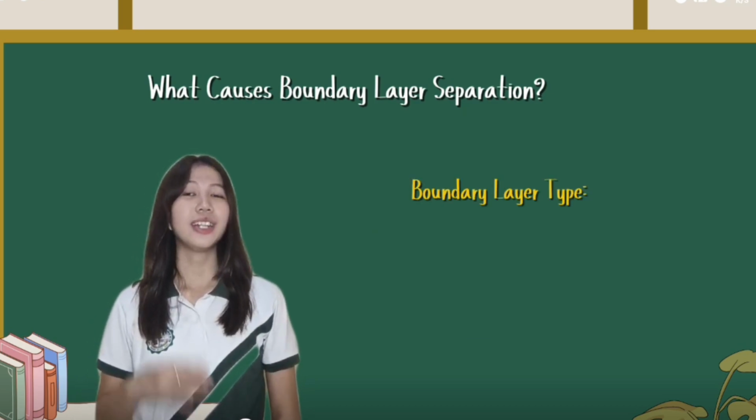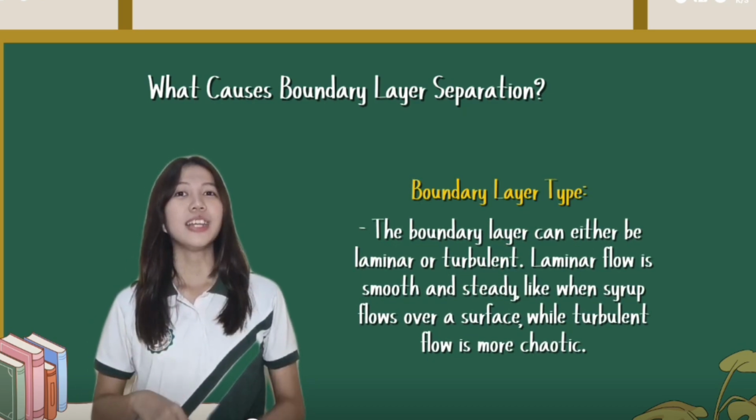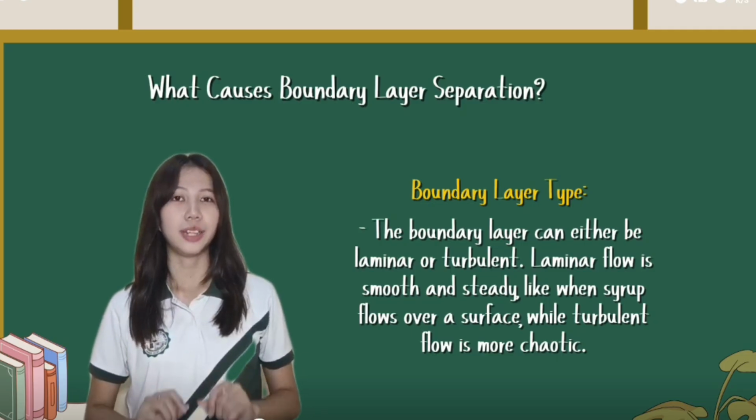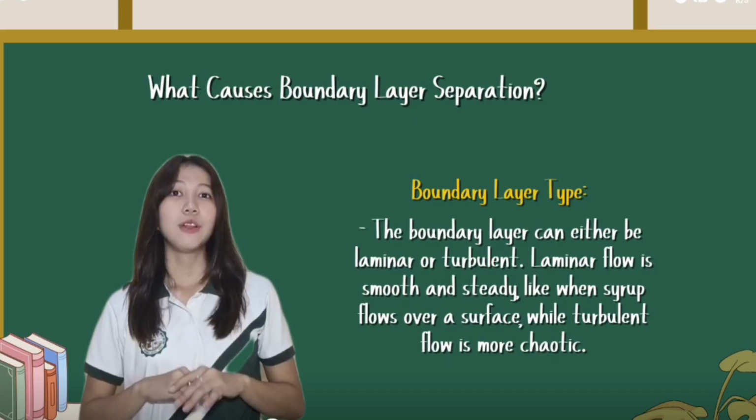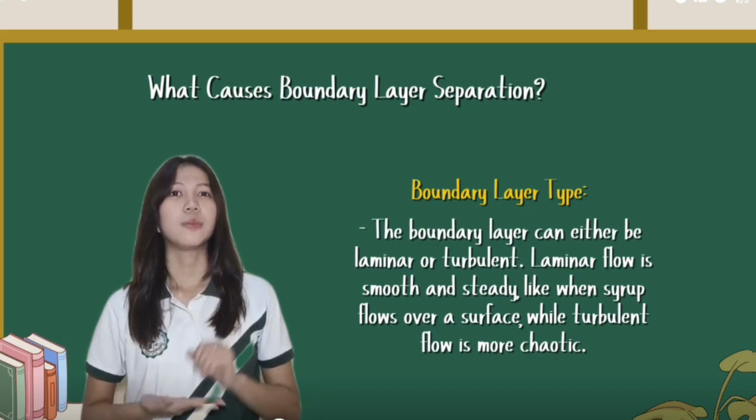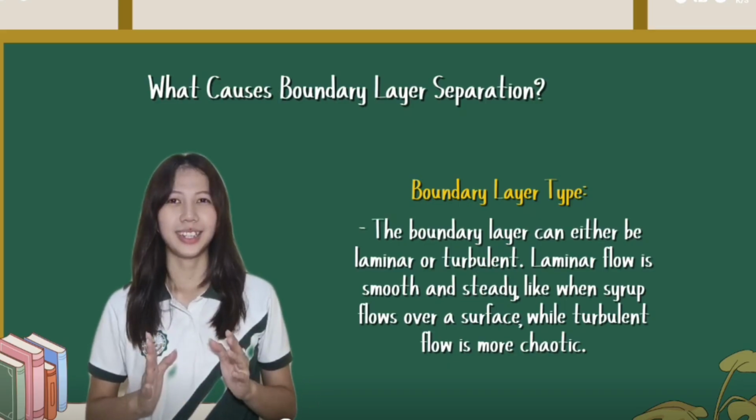Next, we have the boundary layer type. The boundary layer can either be laminar or turbulent. Laminar flow is smooth and steady, like when a syrup flows over a surface, while turbulent flow is more chaotic.